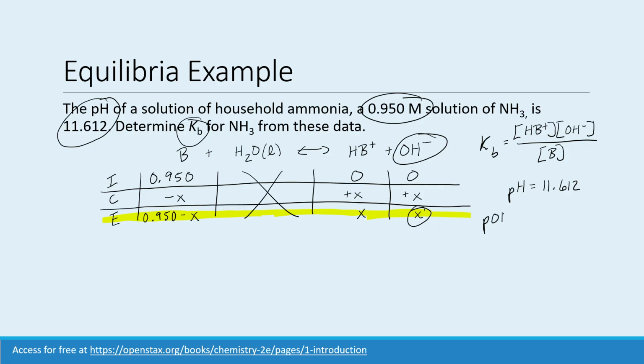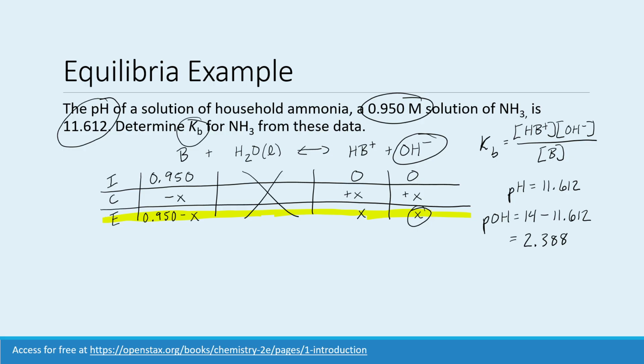Okay. So remember that pOH is going to be equal to 14 minus the pH of the 11.612. Because this is a subtraction step and we assume that 14 to be infinite, then we need to report this out all 3 digits past the decimal. And so 14 minus 11.612 should give us 2.388. Okay, so that's pOH.